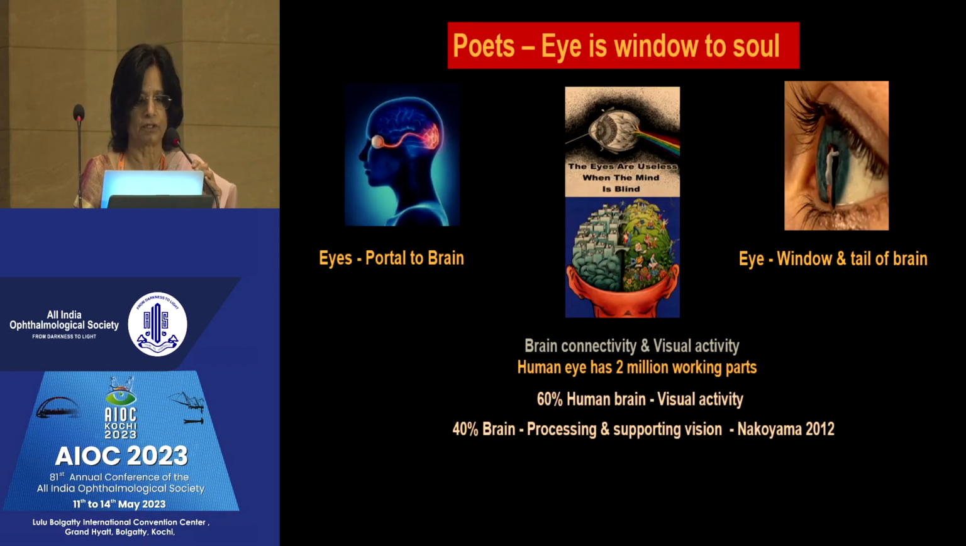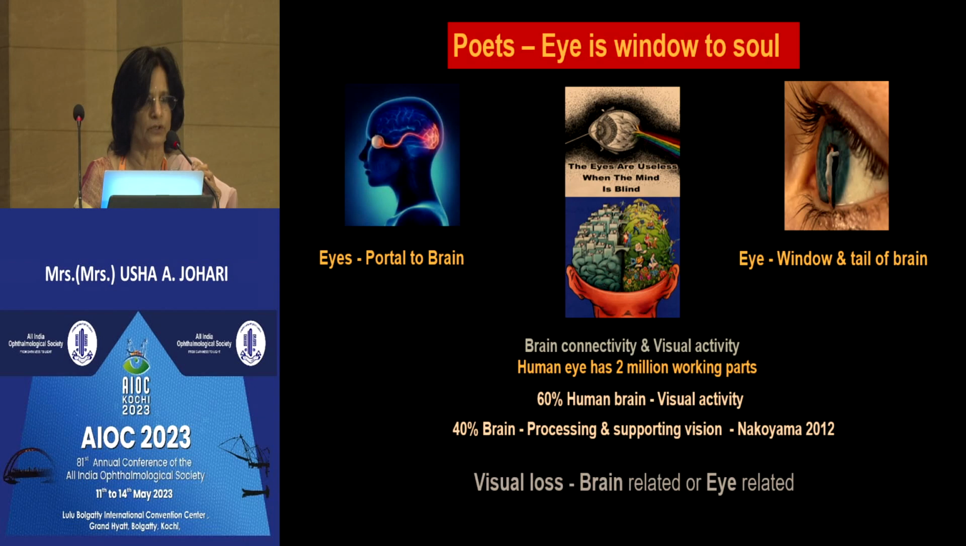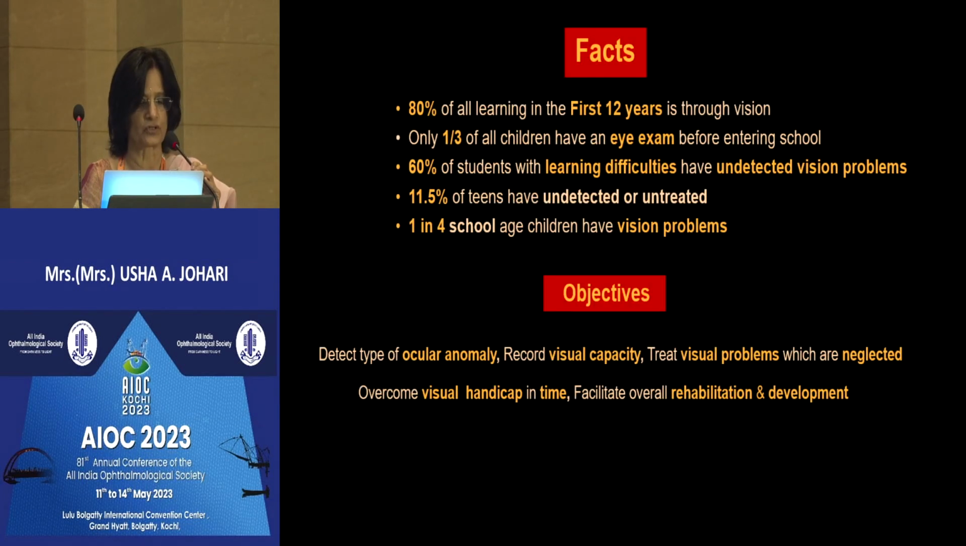We all know that the poet says the eye is a window to the brain, and the eye is no doubt a portal to the brain, a window and the tail of the brain. And it's not a surprising statement that the human eye has 2 million working parts and 60% of human activity is related to the brain. So visual loss, we all know, is brain related and of course eye related.